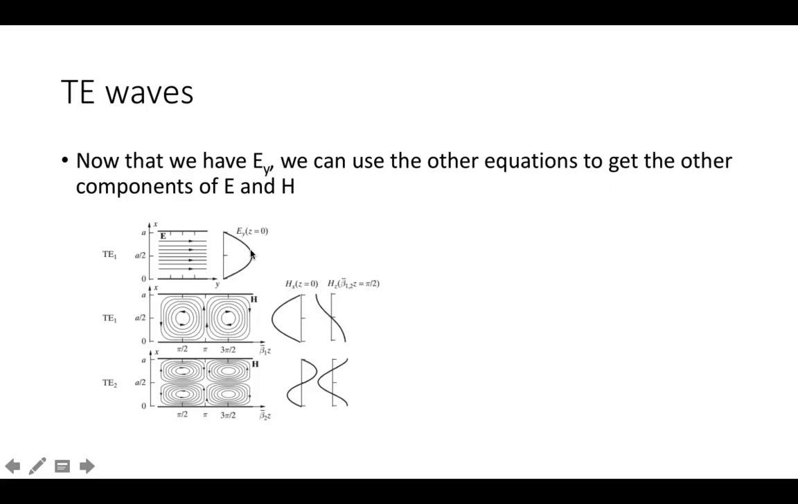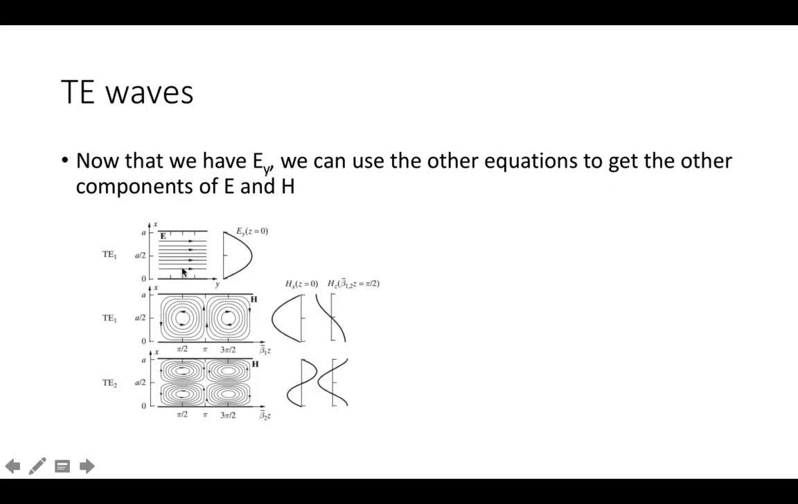So you have this pattern, and as you move in z, this pattern oscillates because it's also modulated by the fact that it's traveling in the z direction. So if you were to freeze in time and look at the distribution in the z direction, you would have sinusoidal variation of this amplitude as well.